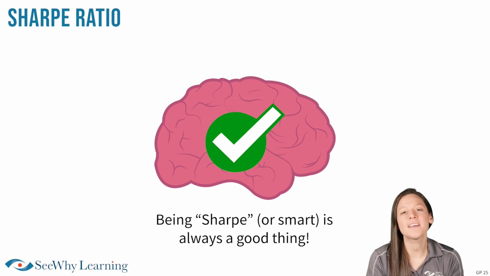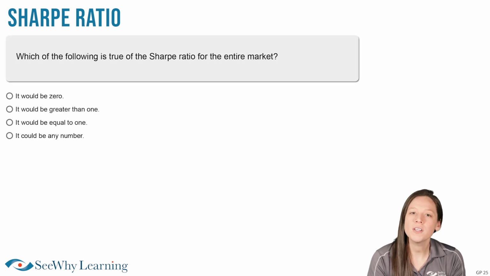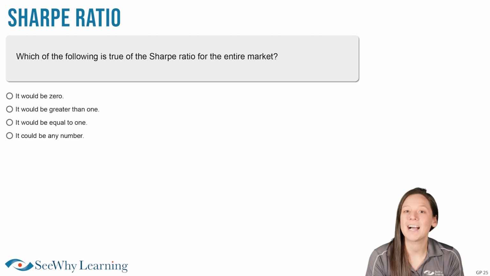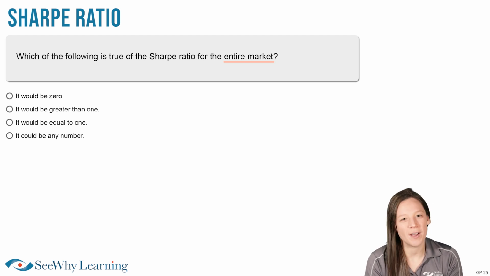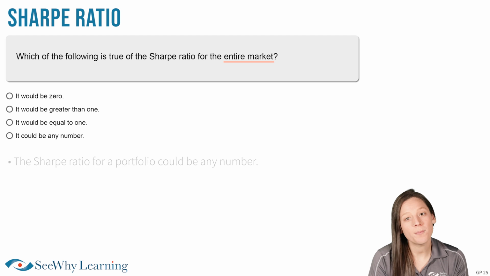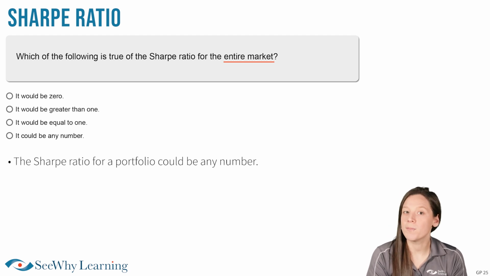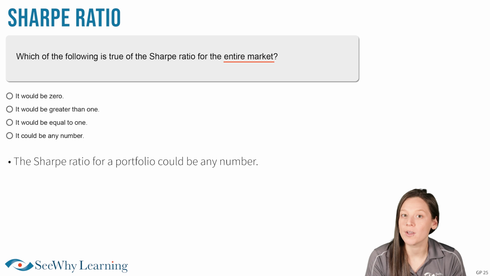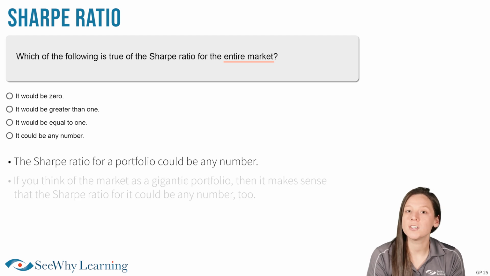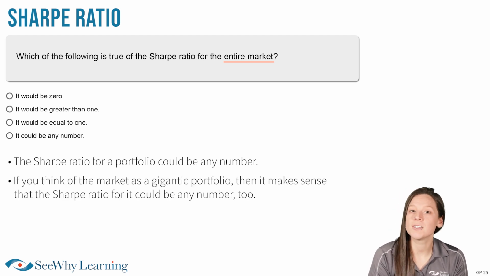With all this in mind, let's circle back to the question I referenced at the top of this video. What is true of the Sharpe ratio for the entire market? Tricky, right? Well, here's a great way to rationalize it. The Sharpe ratio for a portfolio could be any number. If you think of the market as a gigantic portfolio, then it makes sense that the Sharpe ratio for it could be any number too. Let's pick that answer and see.